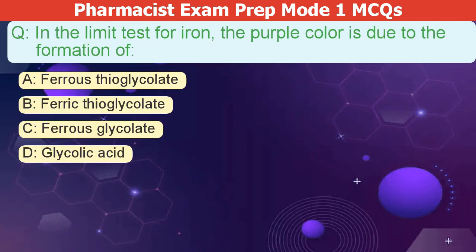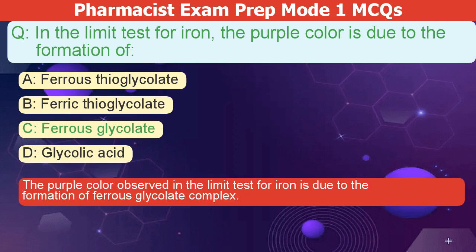In the limit test for iron, the purple color is due to the formation of A. Ferrous thioglycolate, B. Ferric thioglycolate, C. Ferrous glycolate, D. Glycolic acid. The correct answer is C. The purple color observed in the limit test for iron is due to the formation of ferrous glycolate complex.